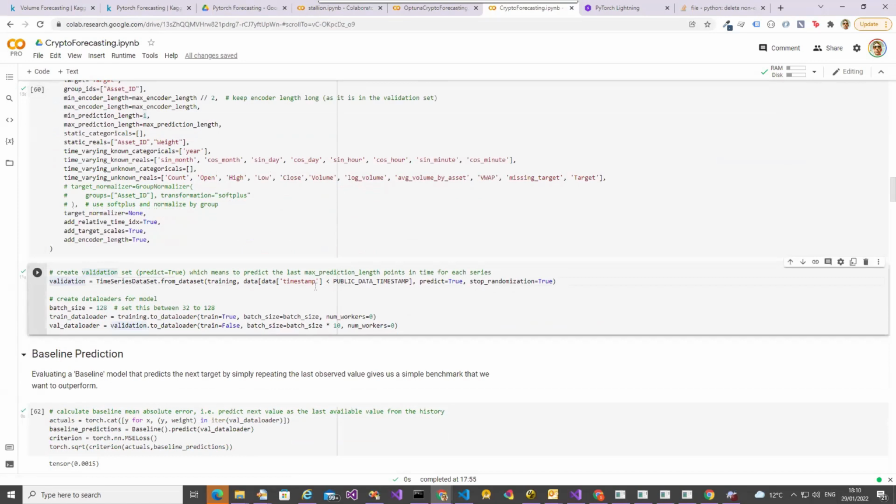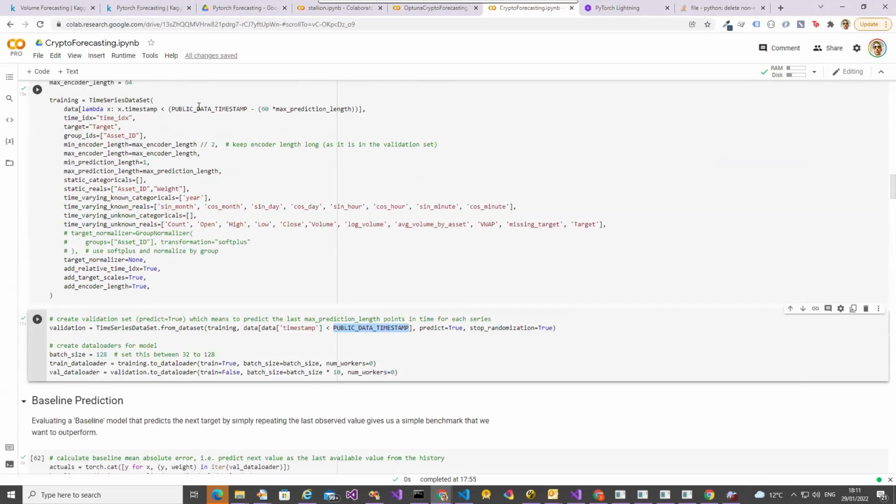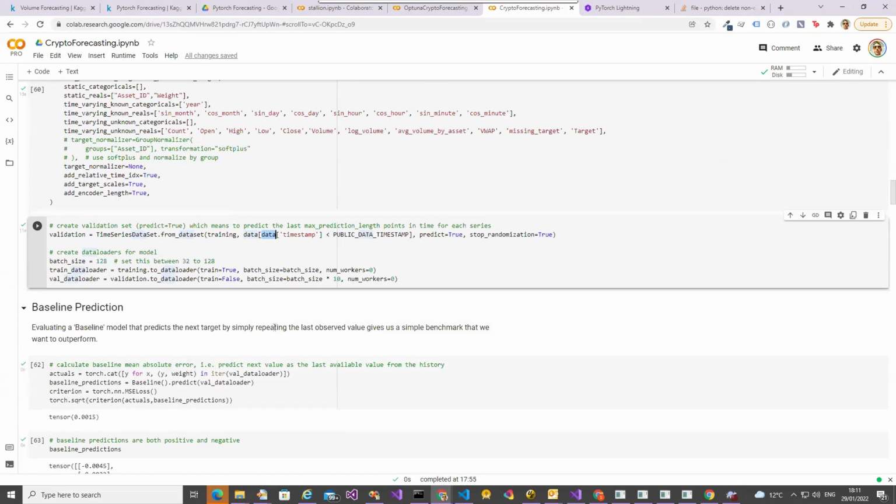So the validation goes right up to the public data timestamp, which means my validation data is just all of the training data plus one extra timestamp. So I don't actually know what it's validating on. Is it just validating on one timestamp every single time, or does it validate across the entire training set? I wasn't really sure what it was validating on.